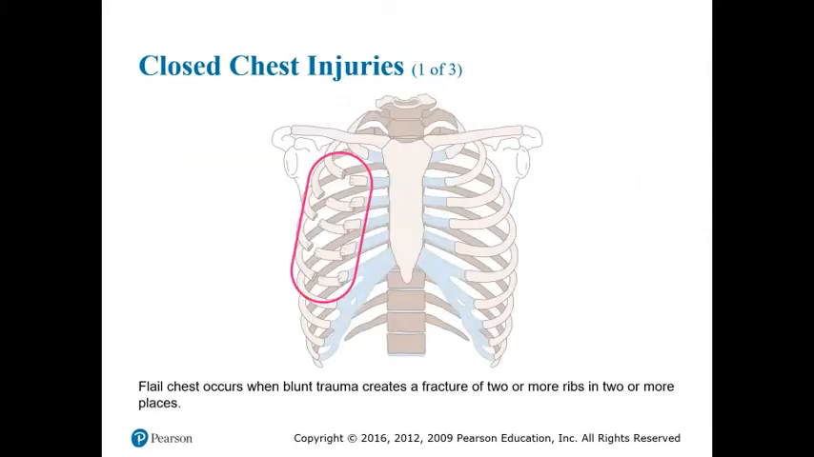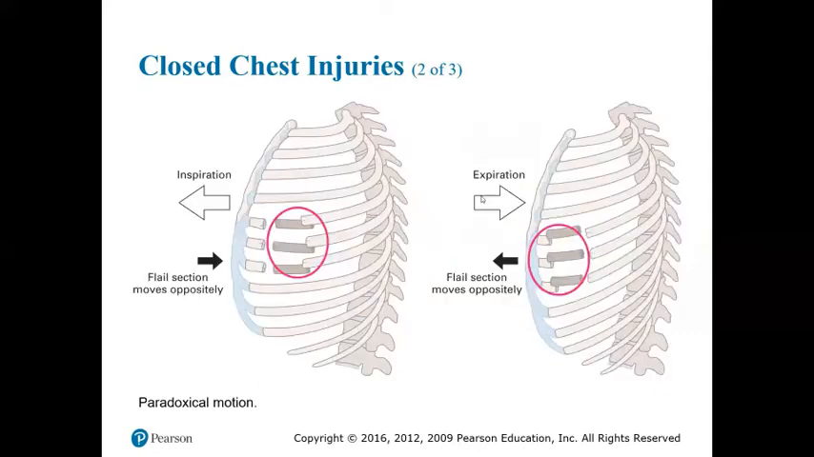Closed chest injuries. This is a term that you will absolutely see on your test, guaranteed, and something you really need to understand: paradoxical motion, flail chest. Flail chest occurs when blunt trauma creates a fracture of 2 or more ribs in 2 or more places. So if you're asked what defines flail chest, you'll answer that it's a fracture of 2 or more ribs in 2 or more places, and there is a paradoxical motion. We'll look at a picture of what we mean by that in a second.